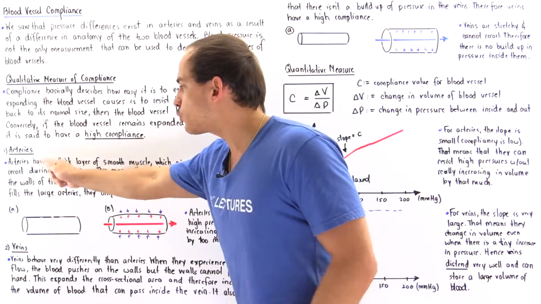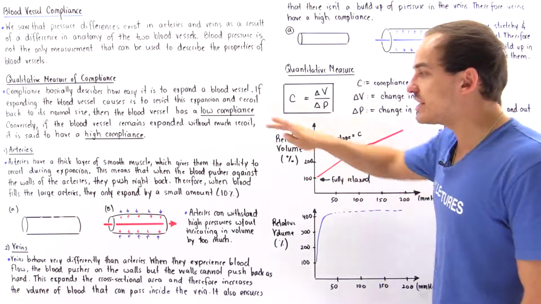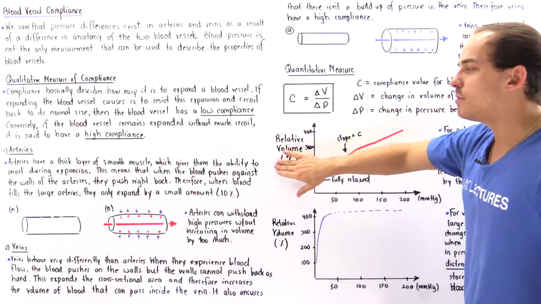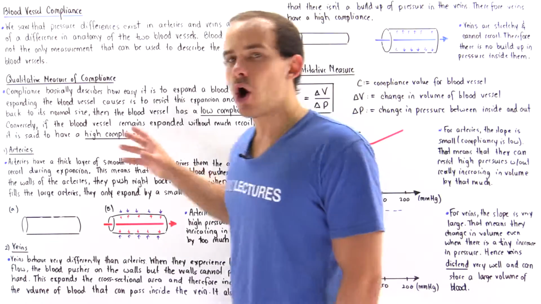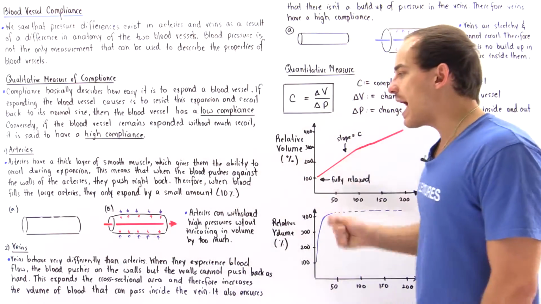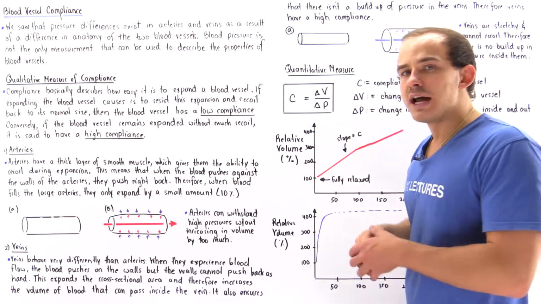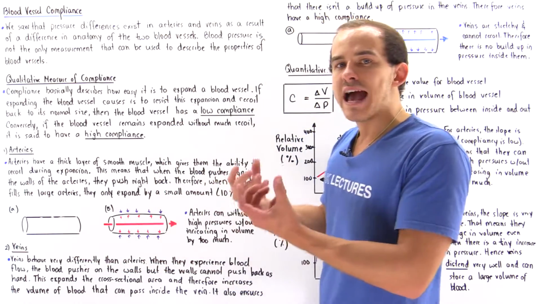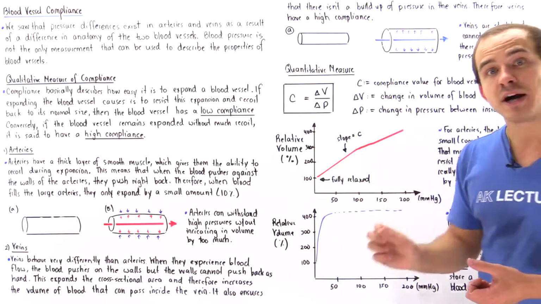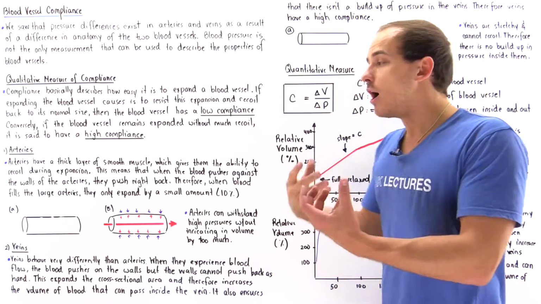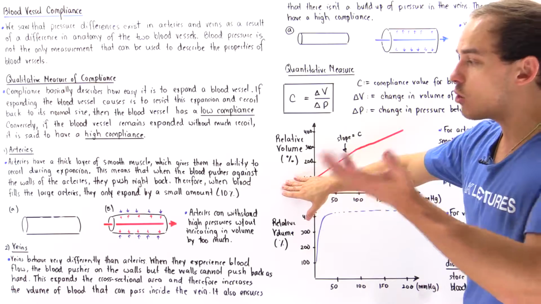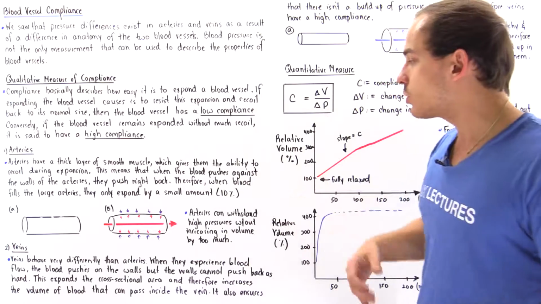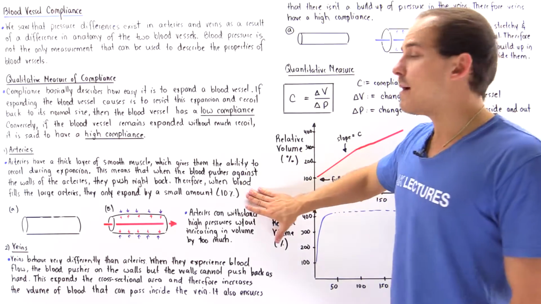So once again, arteries have a thick layer of smooth muscle which gives them the ability to recoil during expansion. This means that when the blood pushes against the walls of these arteries, they can push right back. Therefore, when the blood fills these arteries and tries to expand them, the expansion doesn't actually take place, or it takes place, but only a very small percentage of expansion actually takes place. So for relatively large arteries, such as our femoral artery, it only expands by about 10%.